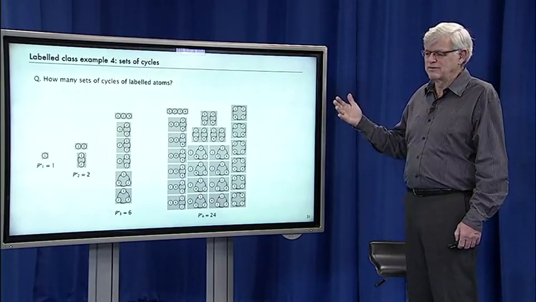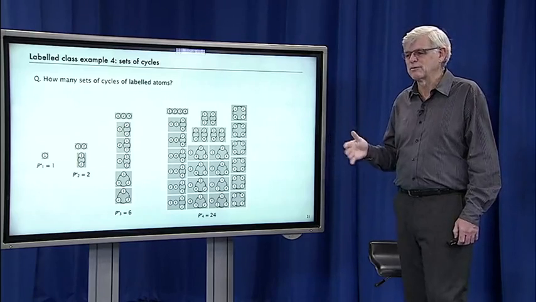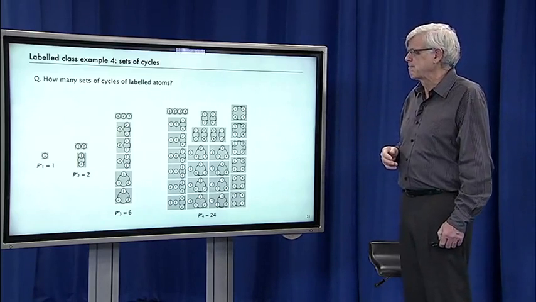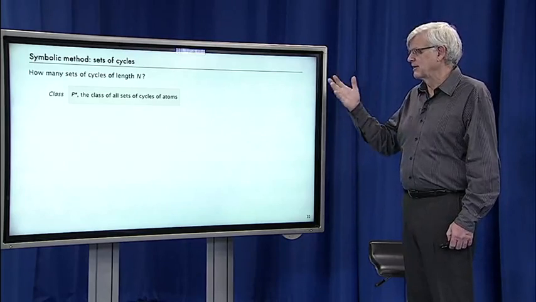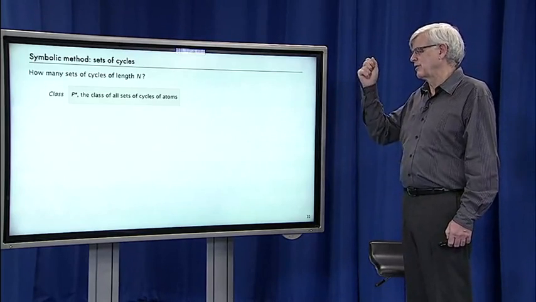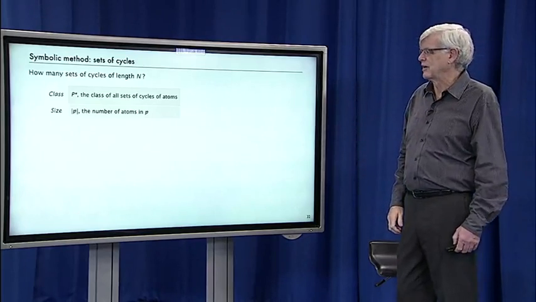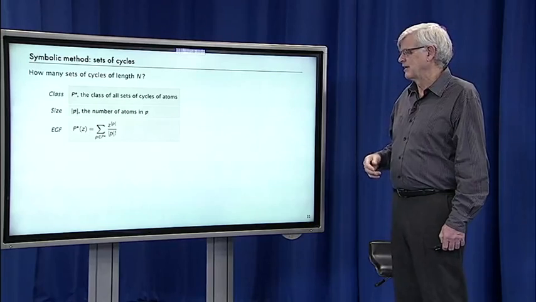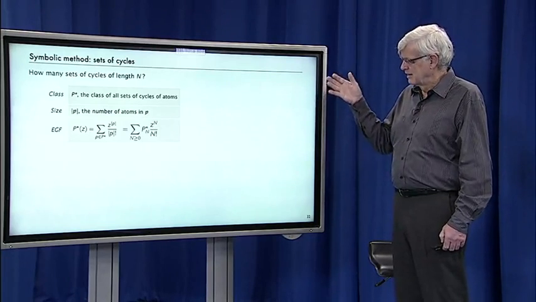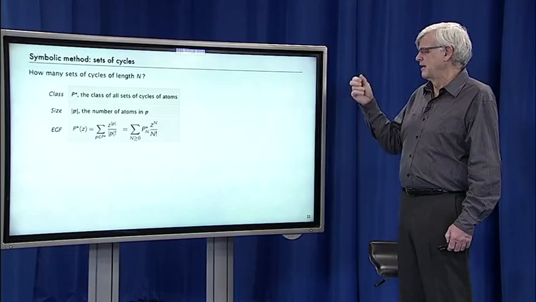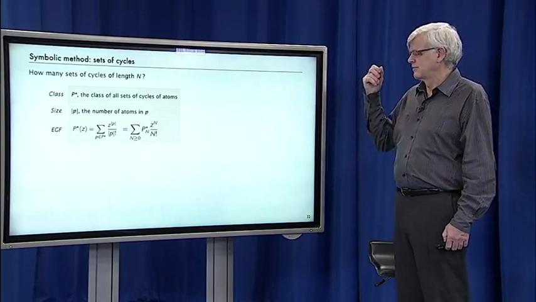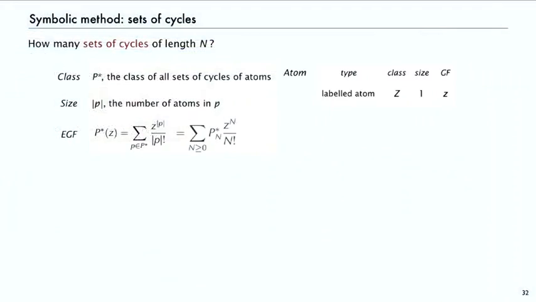And it's not just instructive, it forms the basis for us to solve problems that we couldn't otherwise solve, as you'll see. So let's use our regular methodology. We have to articulate what our class is. So P star is the class of all sets of cycles of atoms. The number of atoms is the size. The EGF, as usual, brings together the coefficients, P_n over n factorial, where P_n is the number of sets of cycles of n atoms. The atoms are just labeled atoms. For labeled classes, it's always the same.